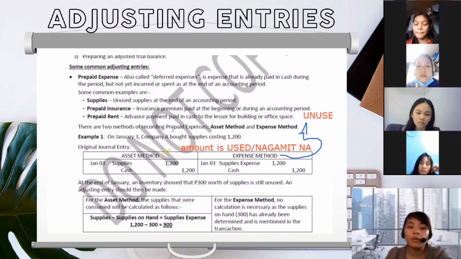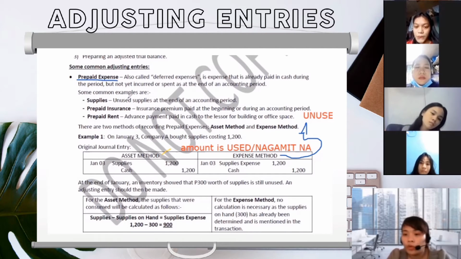So now, what will your journal entry be? Supplies expense, supplies, 900 pesos. Remember, how do I know if it is a prepaid expense? If it involves the following: supplies, prepaid insurance, and prepaid rent. So this is the adjusting entry, class.